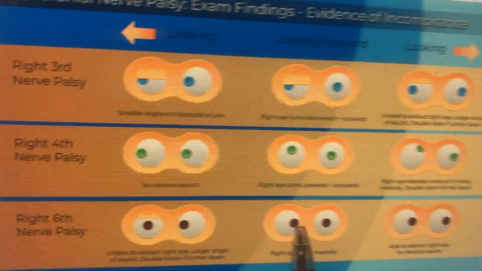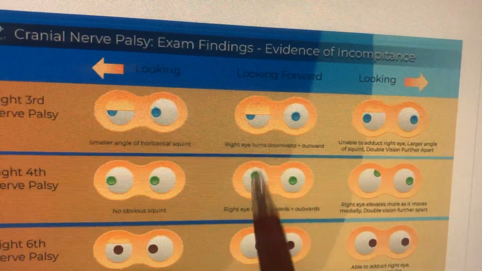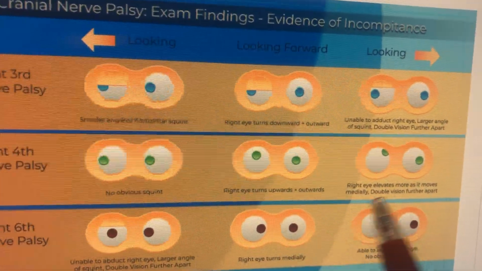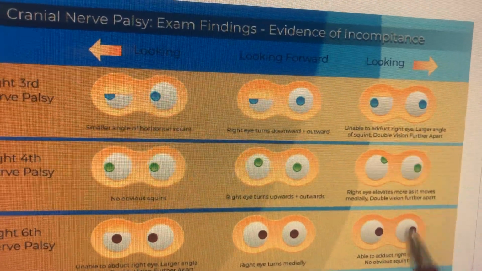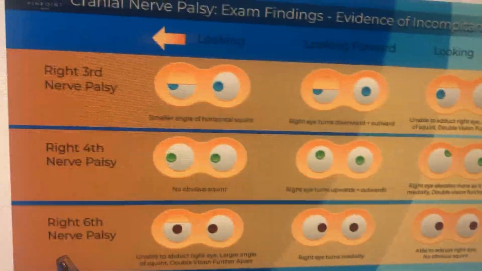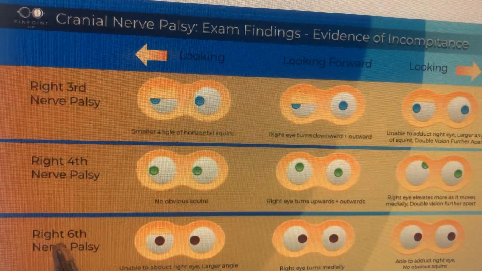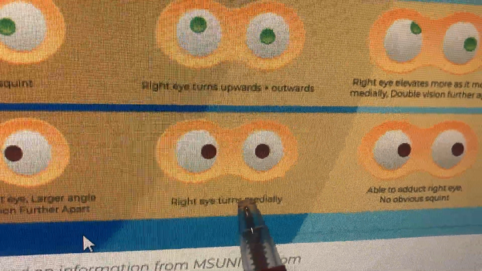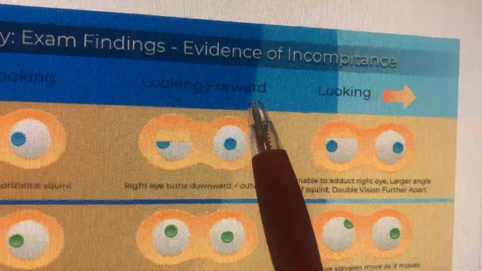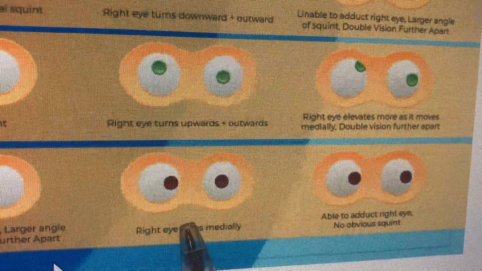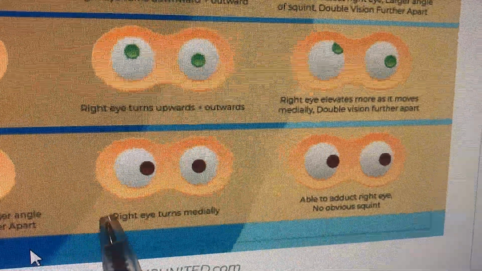When the person comes into your exam room and is looking forward, so remember the middle pictures are all when the person is looking forward. Then this area is when they're looking this way and then looking that way. Just for keeping it simpler, we're talking about the right nerve palsies in all these three scenarios. So if you start with the sixth nerve, when the person is looking straight ahead, the right eye turns medially. Medially means towards the nose, and laterally means away from the nose.